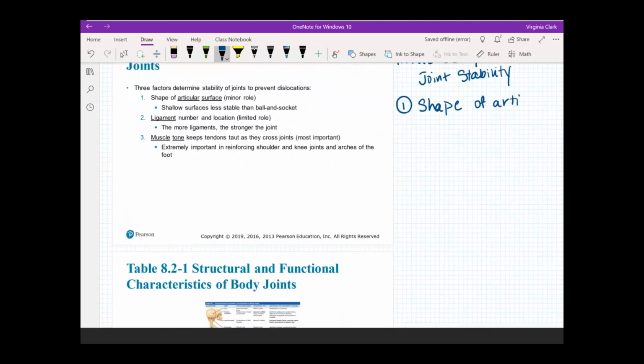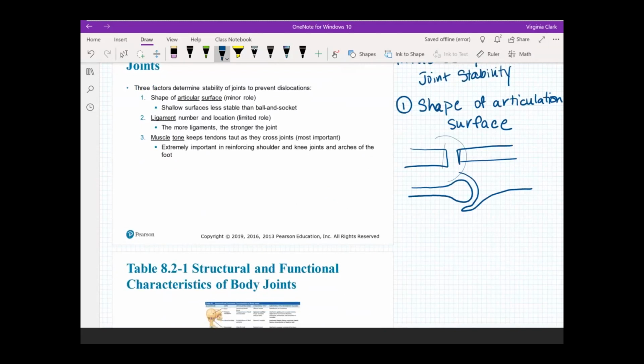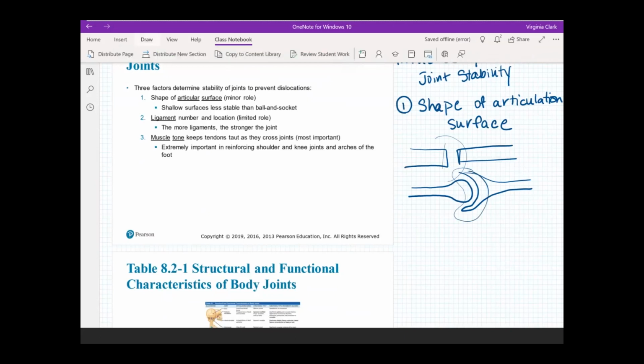So how the actual bone ends are formed in order to connect to another bone end. If it is going to be something like this, there's only this much space for them to connect. If there is something like a ball in a socket, there's a lot more surface area. So the shape of the articular surface and how they actually connect will lead to stability. The one that's more stable has the more surface area. So this one would be the more stable.